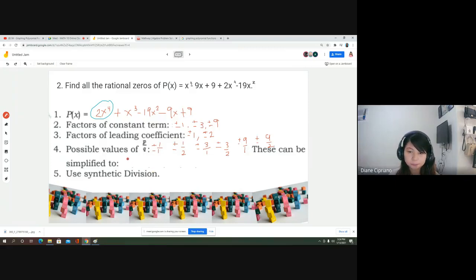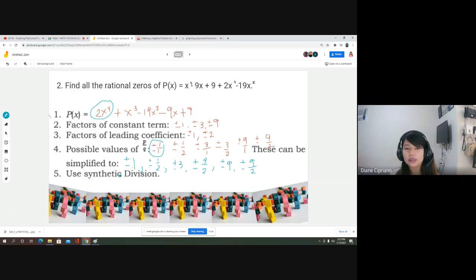So we have here, simplify this term, it becomes positive, negative 1 only. Positive, negative 1. What else? Positive, negative 1/2. What else? Positive, negative 3, positive, negative 3/2, and positive, negative 9, and positive, negative 9 over 2. So that's it. Those are the simplified values of P over Q.